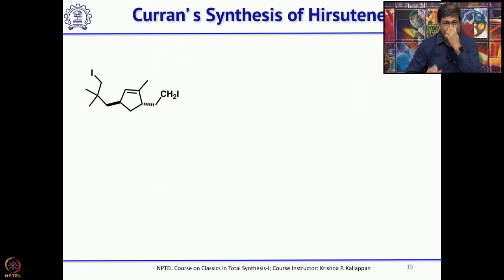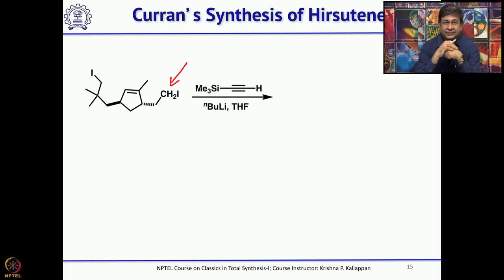Okay. The tetrabutyl ammonium iodide converts these two into CH2I here and CH2I there. Now what you need to do is homologate here with the triple bond. Now when you treat with TMS acetylene and butyl lithium, this is a neopentyl system. This is a neopentyl system.